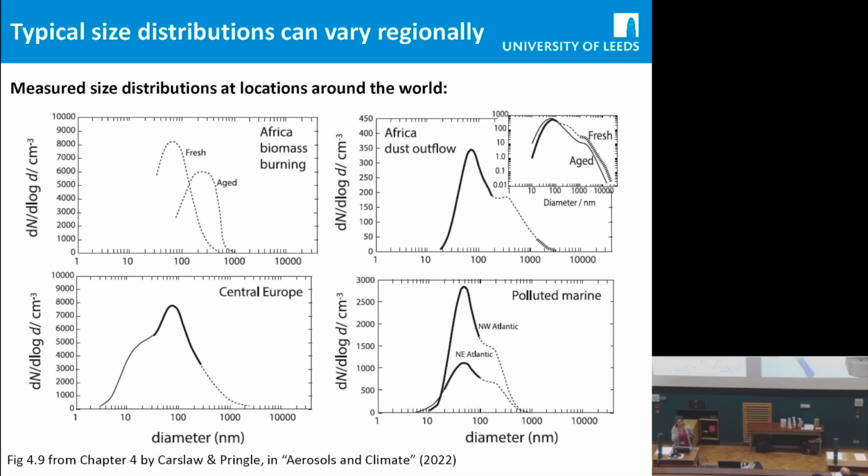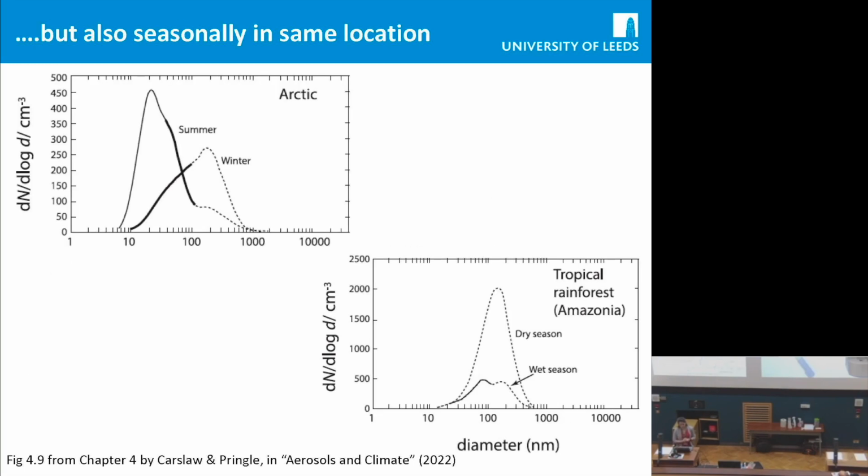Visualizing aerosol size distributions is really difficult because you've got that range of sizes, and you've got different numbers present in each of those sizes. We need to find a way of getting them on a scale that means it's actually possible to see that. So these are all different places around the world, and you can see how different those size distributions are.